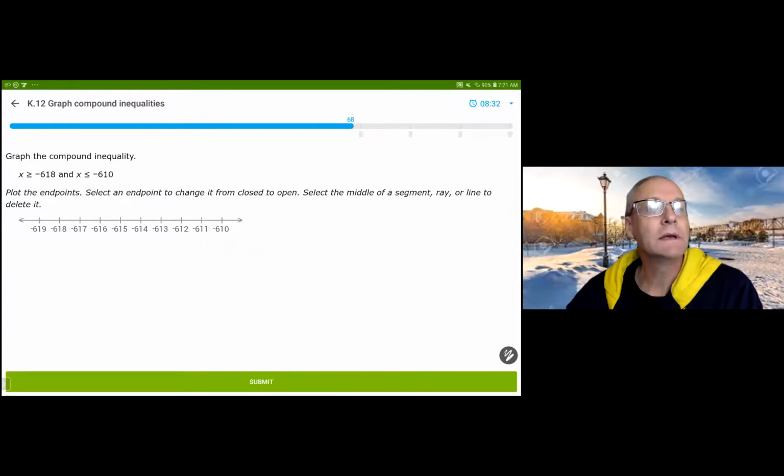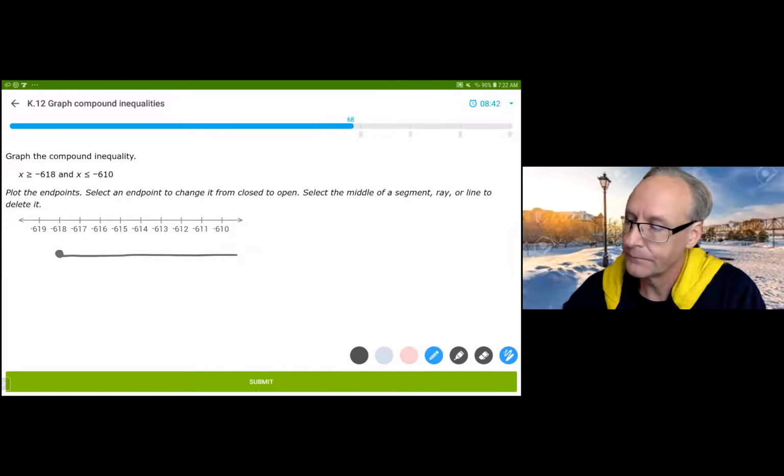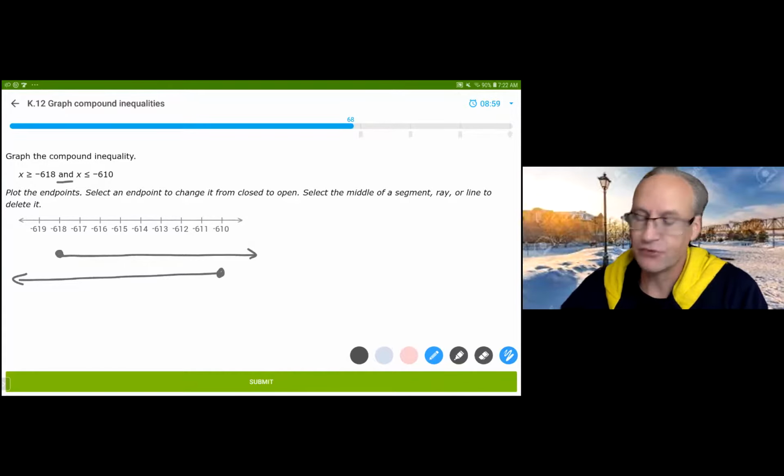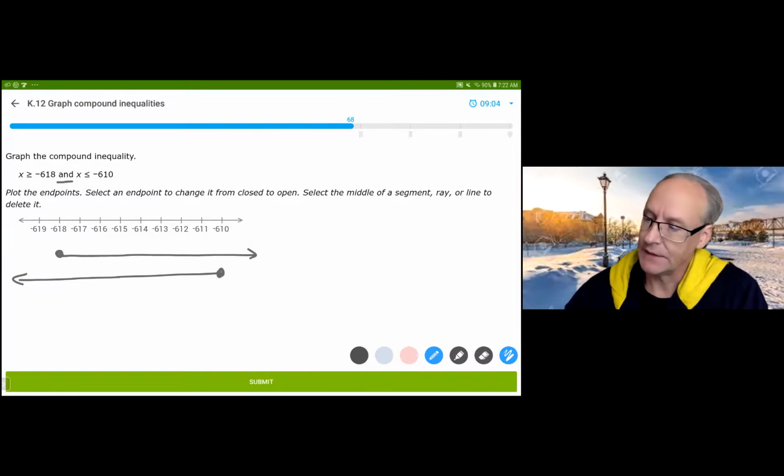Okay, x is greater than or equal to negative, I guess I should put it in there, 618. We want it to be this way. And x is less than or equal to negative 610. And we want it to be, they both have to be true. If it said "or," I would just graph everything. But it says "and," so they both have to be true.